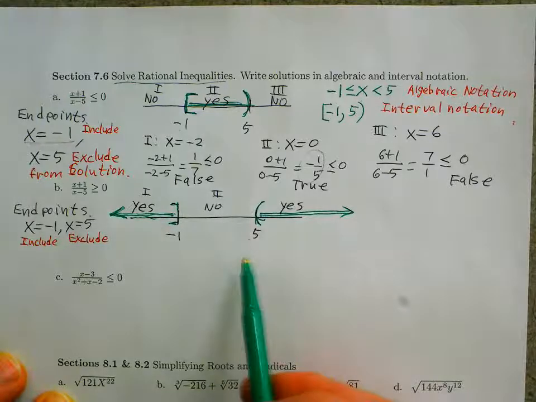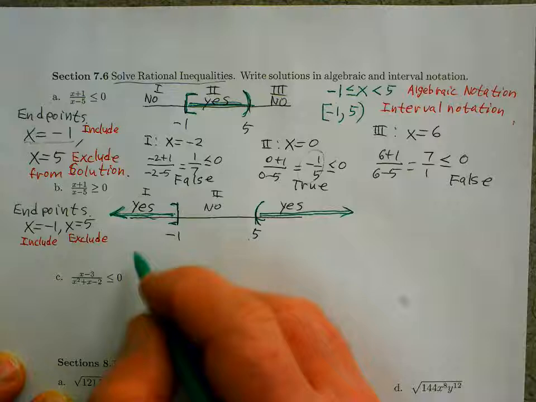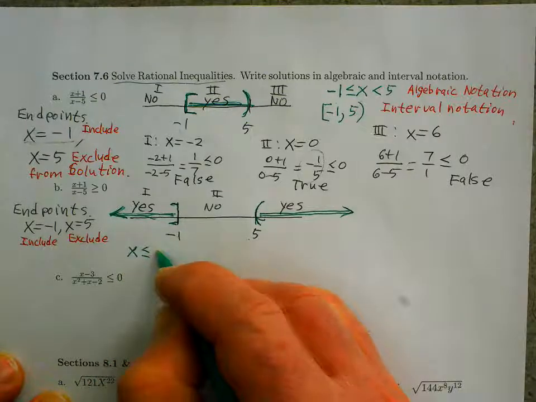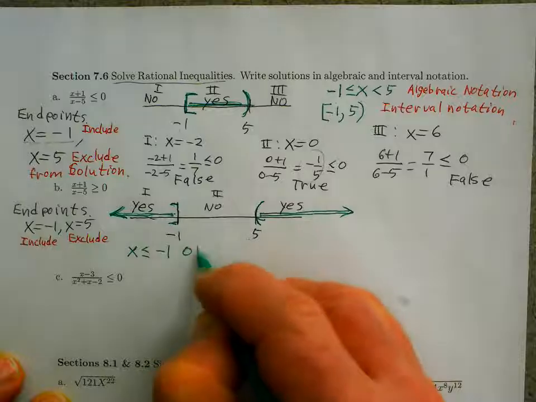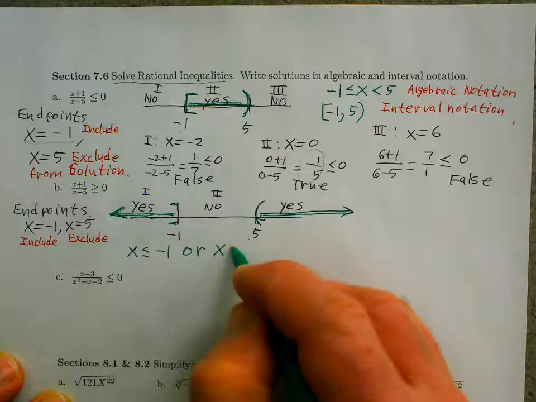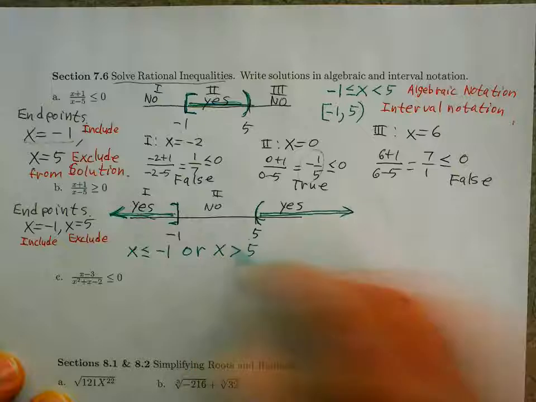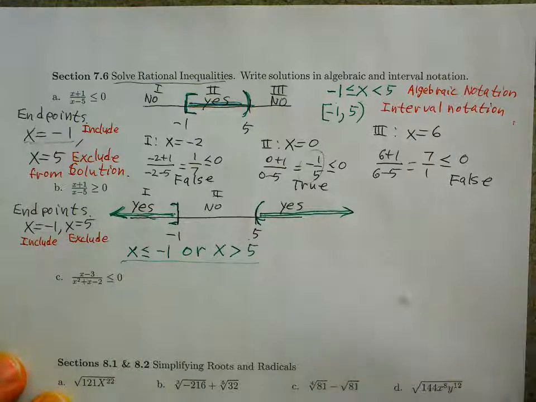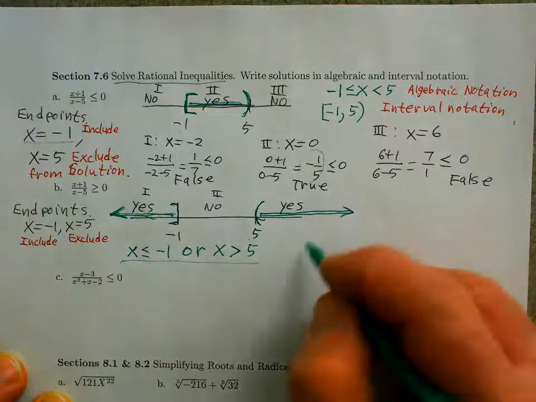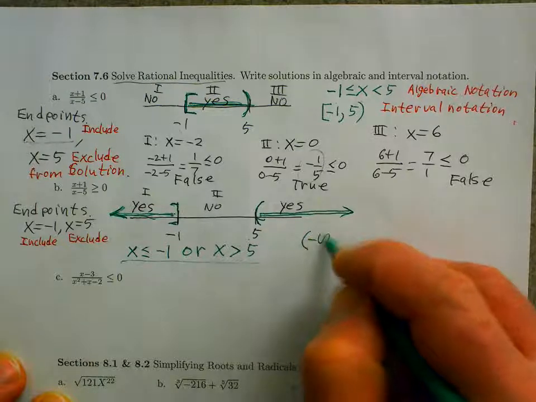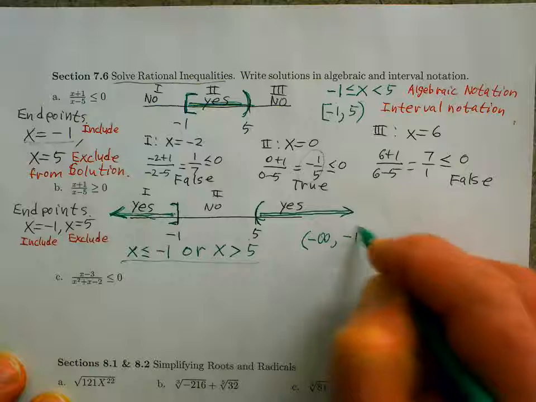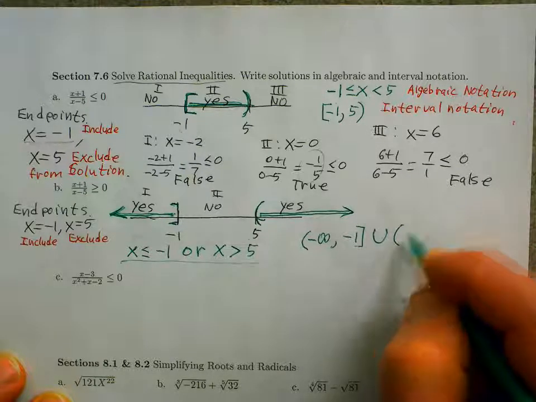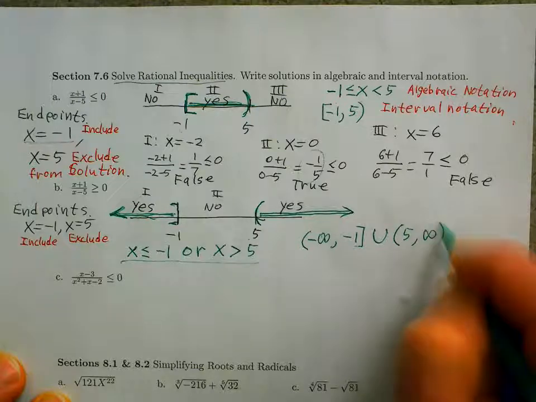Okay, so the algebraic notation is x is less than or equal to -1 or x is greater than 5. This is the algebraic notation. The interval notation, -∞, -1 bracket, and then union, parenthesis 5, infinity.